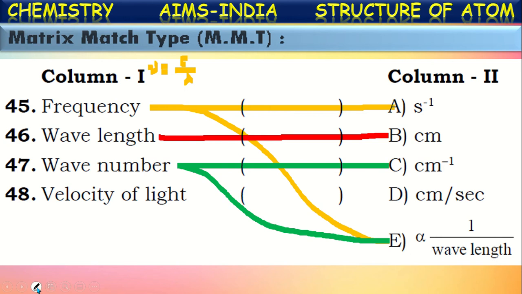Next matching, velocity of light. As it is velocity, its units will be centimeters per second or meters per second. Okay, this is a matching.